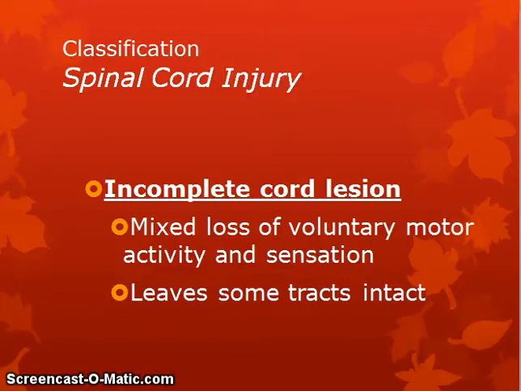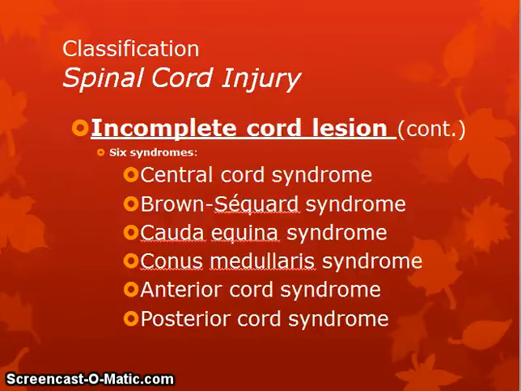An incomplete cord lesion is where they have a mixed loss. Some of the nerve tracts in the spinal cord are still intact, so they end up with some motor loss and some sensory loss. It depends on which parts of the spinal cord are injured. So you can have central cord, which is most common with cervical injuries. Brown-Séquard is where you have damage to one half of the spinal cord, and I have some images of those too because they're the most common.